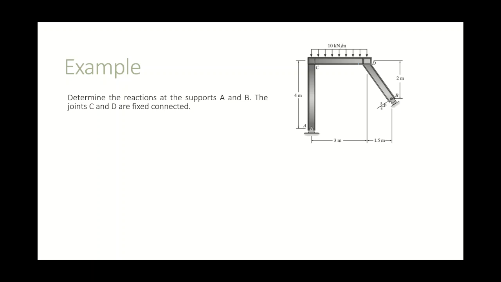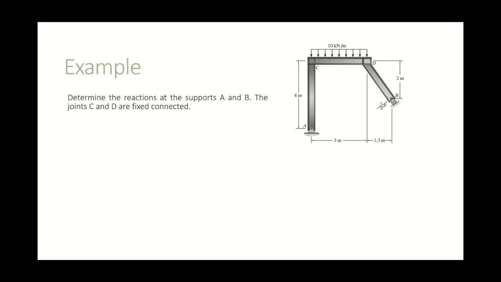Okay, so one more example. Determine the reactions at the supports A and B. The joints C and D are fixed connected. Meaning, C and D are fixed connected. So, we will treat ACDB as a whole. We cannot cut a segment.